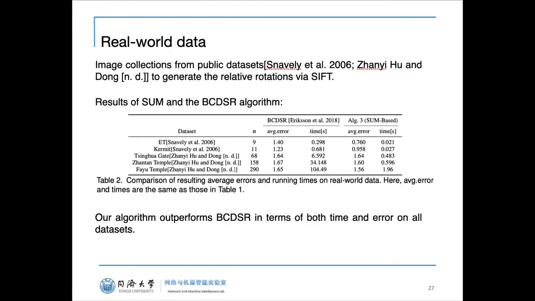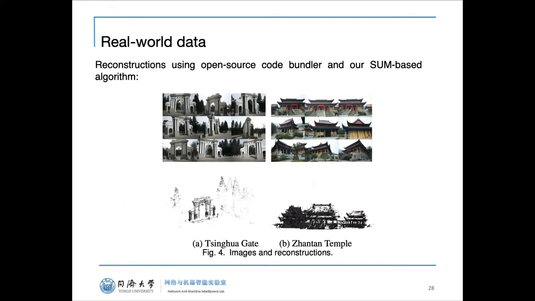Actions are all obtained from public datasets. We use images to generate the relative rotations Rij via SIFT. Table 2 lists the computational results and the average time required by the two algorithms. It is observed that the proposed SUM algorithm outperforms the BCDSR in both computational time and error on all datasets. In addition, we use an open source code, Bundler, and the SUM-based algorithm to run some reconstruction examples. The results are shown as follows.